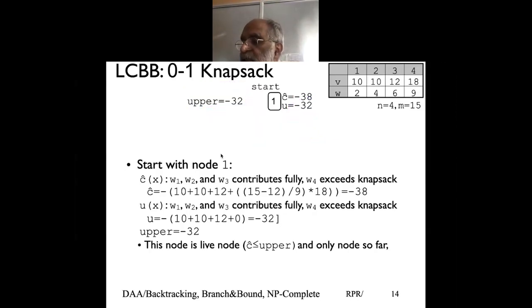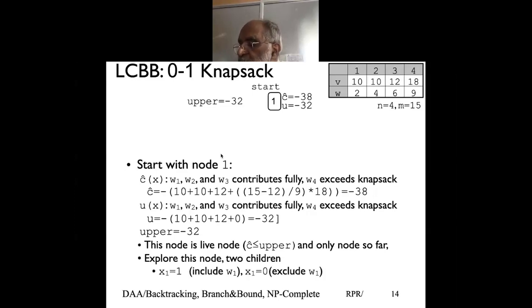And now we know that my C hat is minus 38, my upper is minus 32, so minus 38 is less than minus 32. So this is a live node we explore, and we continue. We add this to the live nodes, and this is my only live node. So explore the two children. The two children are: I include item 1, or I exclude item 1. If I include item 1, my x1 is equal to 1, and this becomes node 2. If I exclude item 1, this becomes node 3.